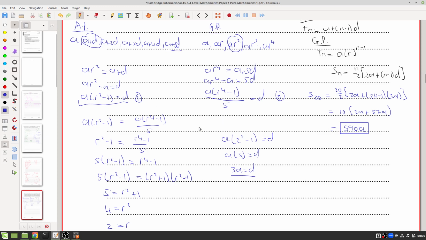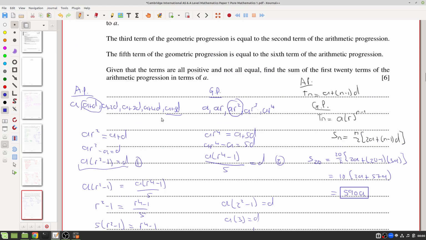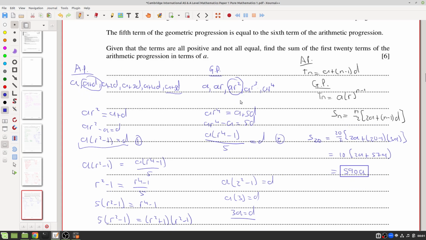Okay, so again, I'm pretty sure there would be quicker ways to do this, but I'm just doing the first thing that comes to mind, and hopefully it's still a little bit instructive.